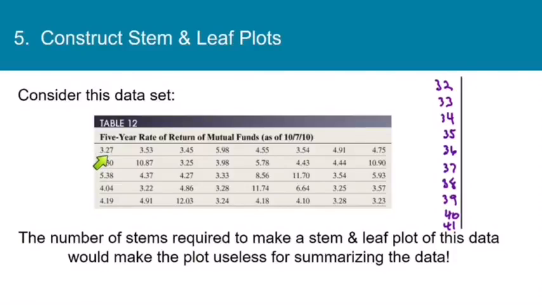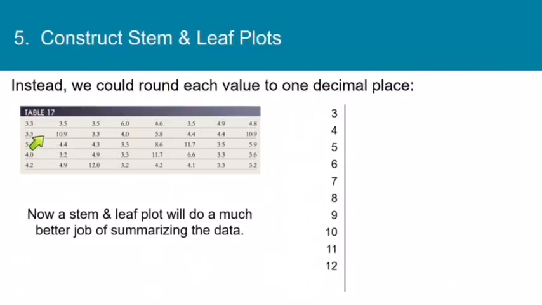However, think about the fact that we could round this data off to where it all only has 1 decimal value. So 3.27 could become 3.3, and 5.38 could become 5.4. Let's look at that data. Here is the same data rounded now to 1 decimal place only. And now not only will it be easier for us to make the stem and leaf plot, it will be a lot more useful than it was.